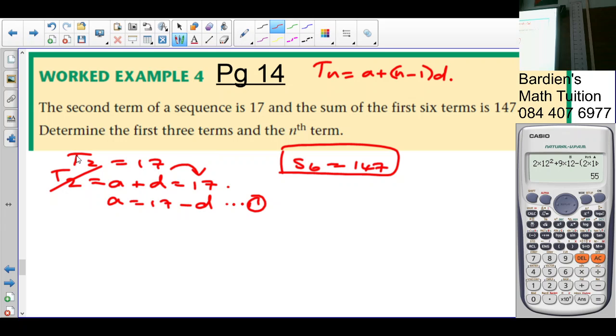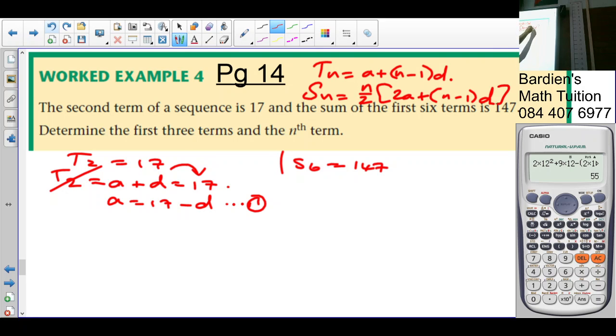If this was term 6, then I would have said Sn is equal to n over 2 into (A plus L), where L is my last term, the 6th term. Do I have my last term in this case? No. So which formula must I use? The other one, Sn is equal to n over 2 into (2A plus (n minus 1)D). And what is your n in this case? 6.